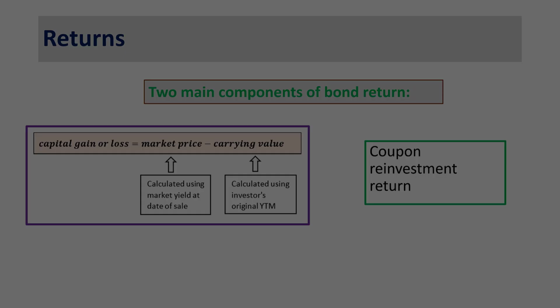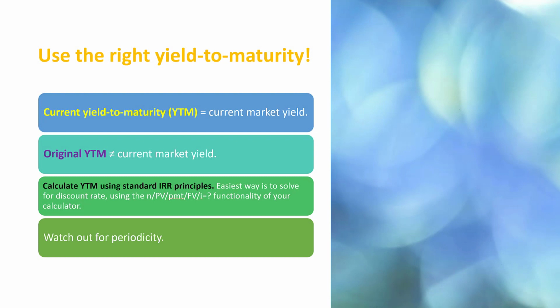Before continuing, a side note on yield to maturity. The term market yield is often used interchangeably with yield to maturity. This is mostly acceptable, but you need to be careful when dealing with capital gain or loss situations. There is a current yield to maturity and an original yield to maturity. Current yield to maturity, also known as current market yield, fluctuates during the bond's holding period in response to any changes in market conditions. Original yield to maturity, on the other hand, remains fixed at whatever rate applied on the date the investor bought the bond.